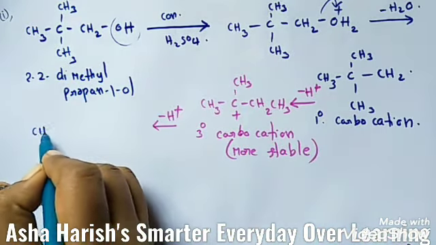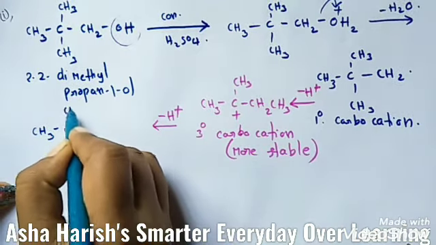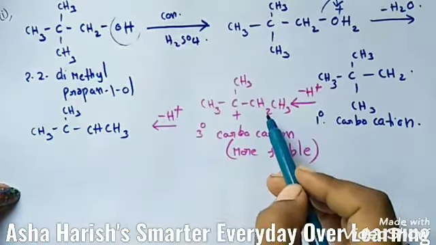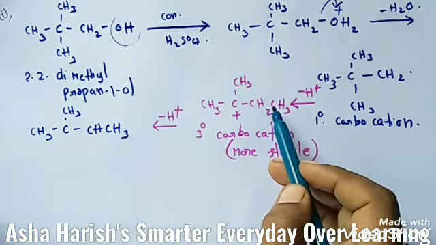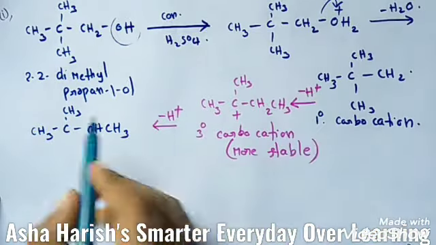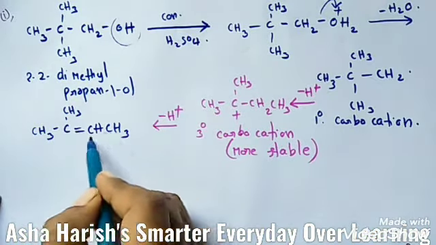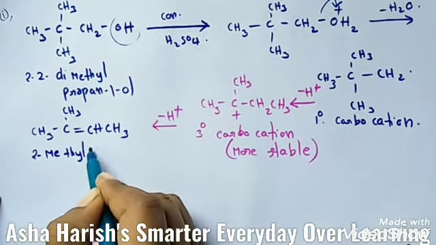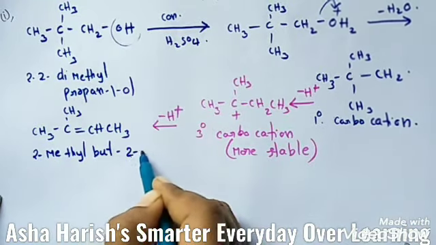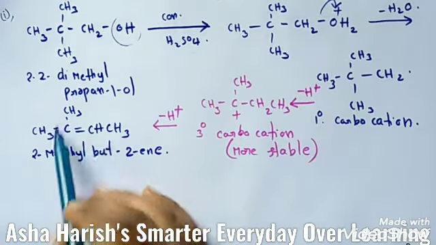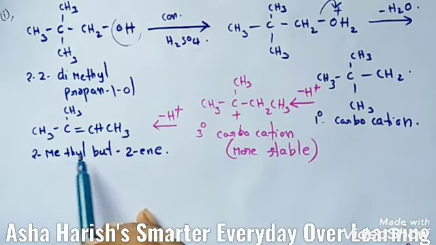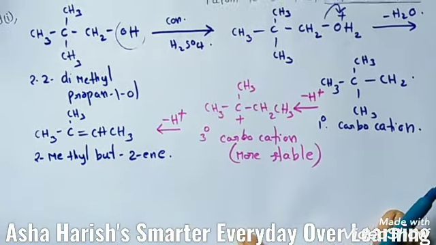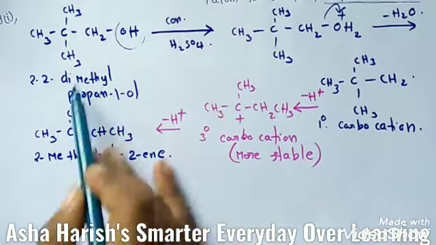the formed compound is CH3, C, CH3, CH, CH3. So here is the CH2, CH3. From this if you remove one hydrogen, then CH, CH3. The name of this compound is, now here is the double bond, 2-methylbut-2-ene. So this is an alkene group with this double bond, 2-methylbut-2-ene. This is about the first example, the dehydration of 2,2-dimethylpropanol.